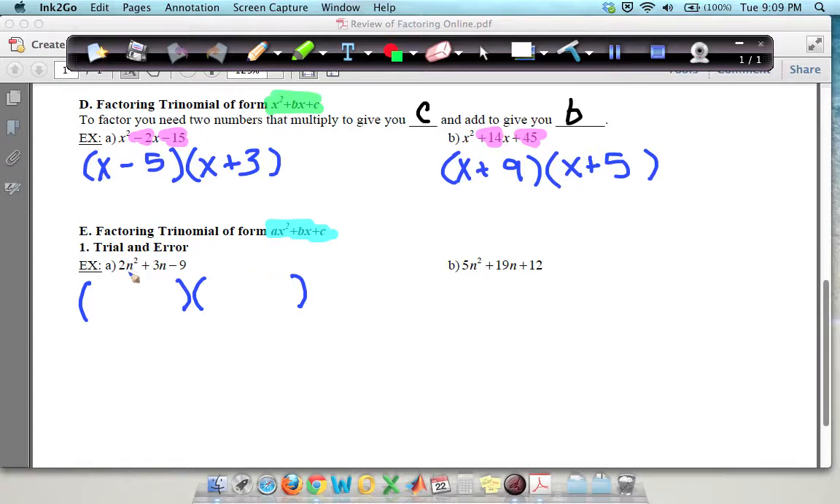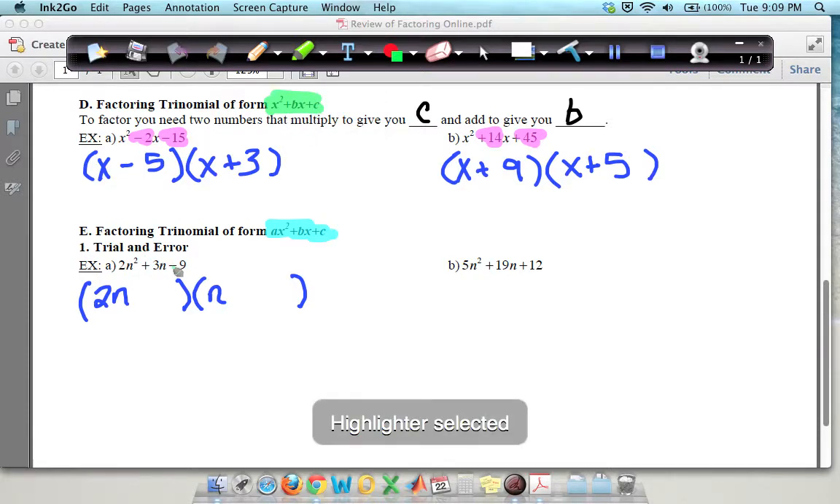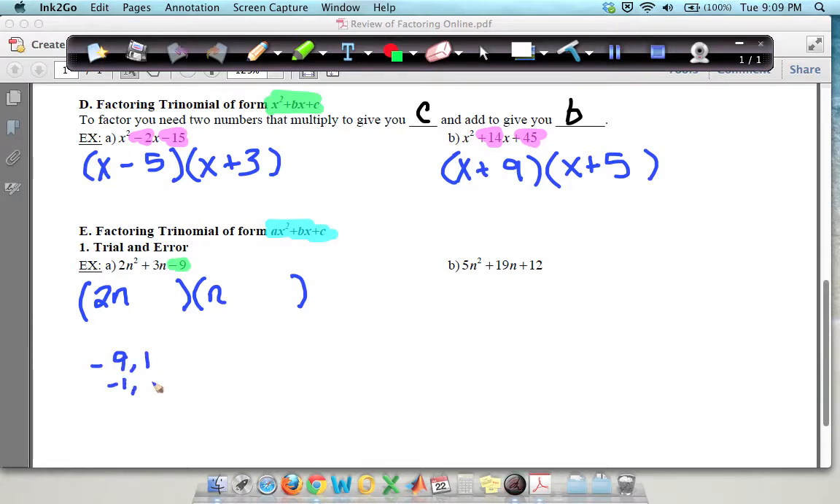Start with your first term, 2n squared. In our case, 2 is prime, so our only option for what multiplies to be 2n squared is 2n times n. So that makes it a little easier. Now look at your last term. You need to figure out combinations that multiply to be negative 9. So my options for negative 9 are negative 9 and 1, or negative 1 and 9, negative 3 and 3. And it's just a matter of where I put the negative 3 and 3.